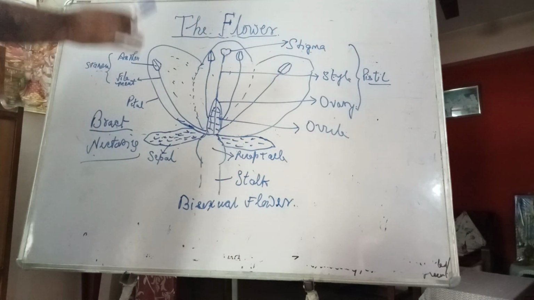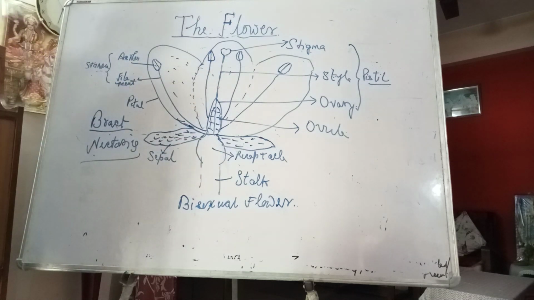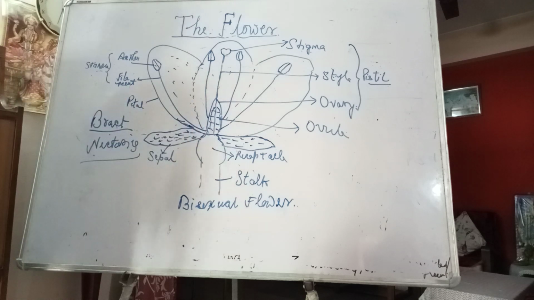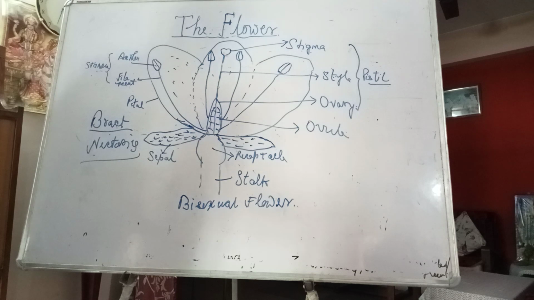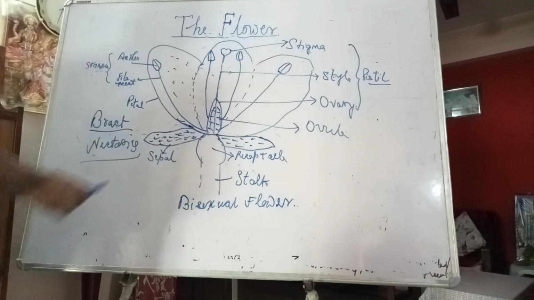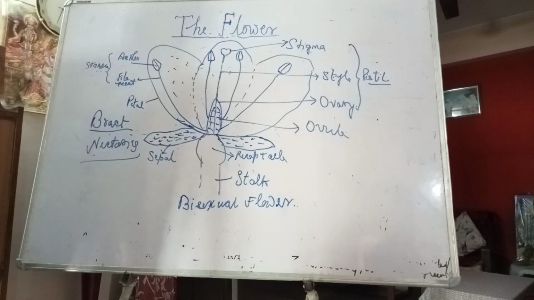Now the structures we will revise. What are the structures? The stalk which is supporting the flower. The upper part of the stalk is the receptacle, and just above it there are leafy structures which are called the sepals. The sepals are usually the green leaves at the base of the flower. Collectively they are called the calyx.